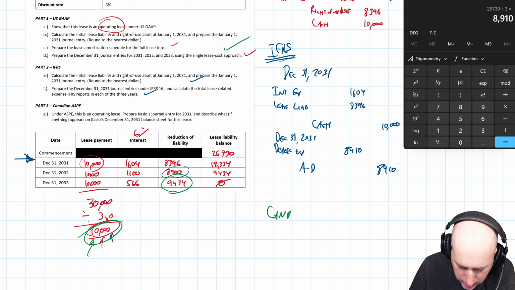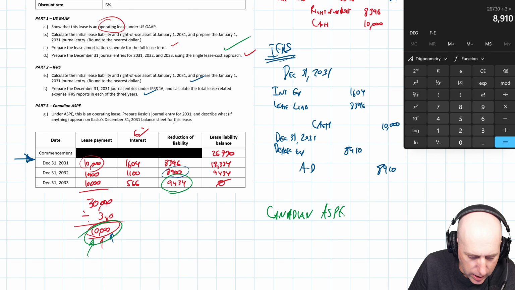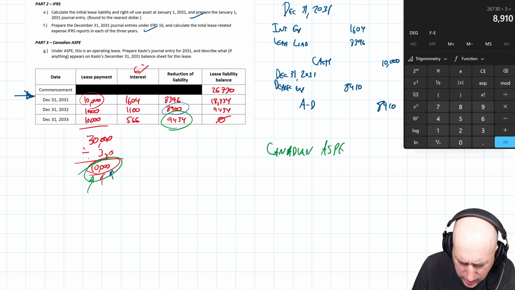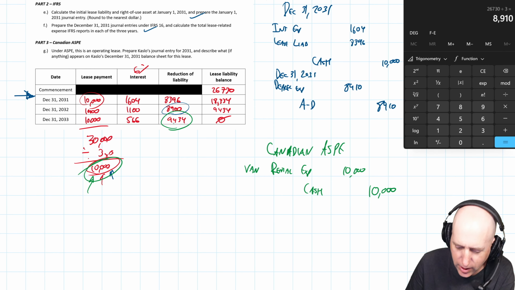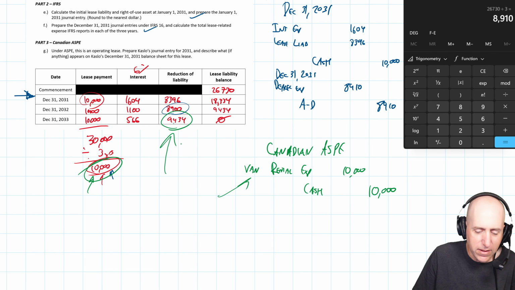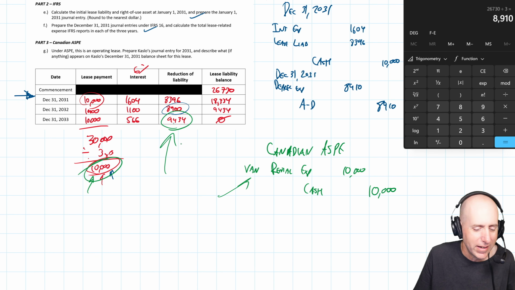So again, Canadian ASPE, you just go, okay, well, at the end of the year, I paid $10,000 because I'd rented a vehicle, or was it a vehicle? What was it? A van. Yeah, I rented a van for the year. So, van rental expense, $10,000, credit cash, $10,000. And then you do that the next year and the year after. So very simple. You don't have to do PV of future payments or any lease payment table.